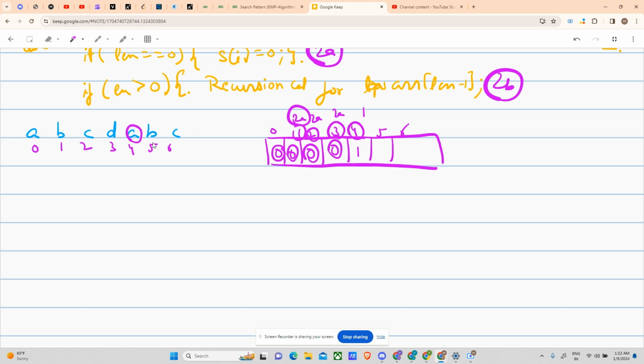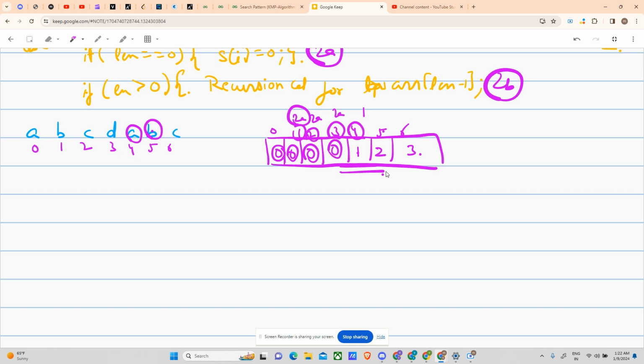All right. For 5, B will match with 1, so B is equal to B, so 1 plus 1 gives me 2. Now for 6 and 2, C with C, that is 2 plus 1 gives me 3. This is my pre-processed array. I hope you are with me. We are on the same page. We are winning the game right now.